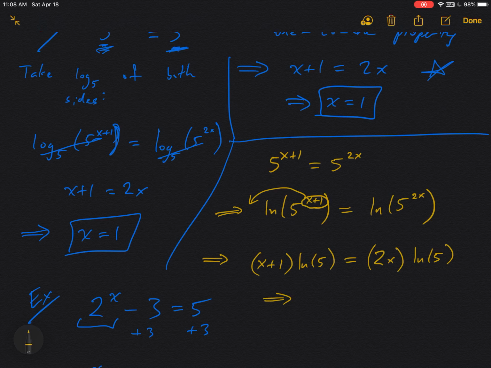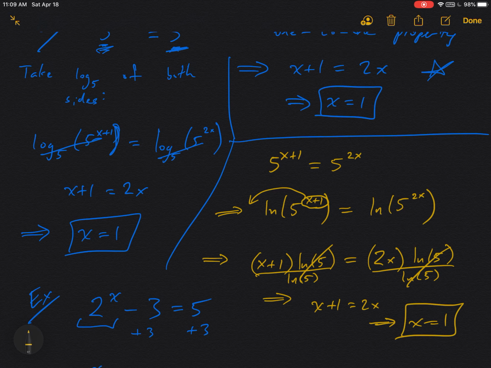And then next I could divide both sides by ln 5. Remember that ln 5 is just a number. So dividing by ln 5 on both sides, I would get that x plus 1 is equal to 2x, and that would lead us to the same solution, that x is equal to 1.